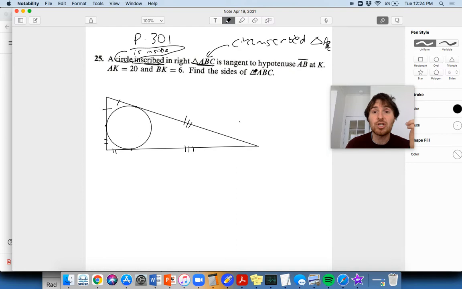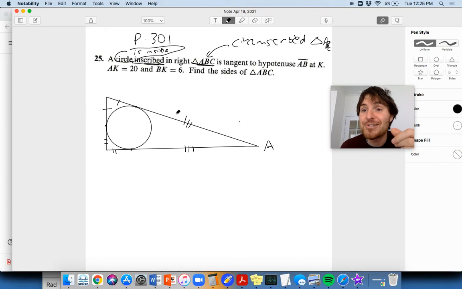And maybe we need to actually mark this one up, because this is triangle ABC. Let's see, the hypotenuse is AB. I know that this is going to be true because of what we studied in the lesson. We're going to apply it to the situation to help us solve this problem here.